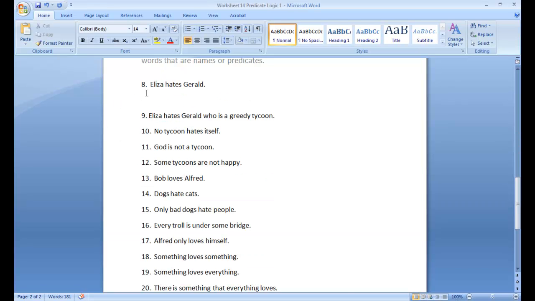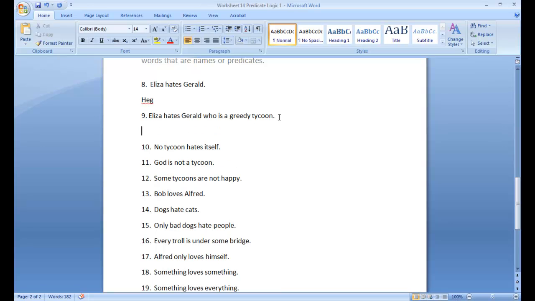All right, Eliza hates Gerald. Well, here we are into what we call relational predicates. Hates is a predicate, but it's one that relates two things together. So there's two names here, Eliza and Gerald, and what you've learned is that the way that we represent relations like these in predicate logic is by writing the predicate first and then the two names afterwards in the order that reflects their relation in the English sentence. So this is to be read as Eliza hates Gerald, where hates is written in front rather than in the English where it's written between the two names.